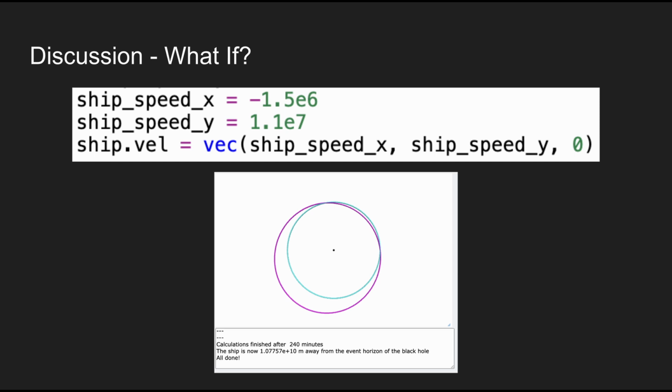After testing different initial velocities, I found that an initial velocity that leaves a ship in an orbit around the black hole has an x component of -1.5 times 10 to the 6 meters per second, and a y component of 1.1 times 10 to the 7 meters per second. By comparing these values to the ones used in part 2, this velocity has a y component much greater in magnitude than the x component.